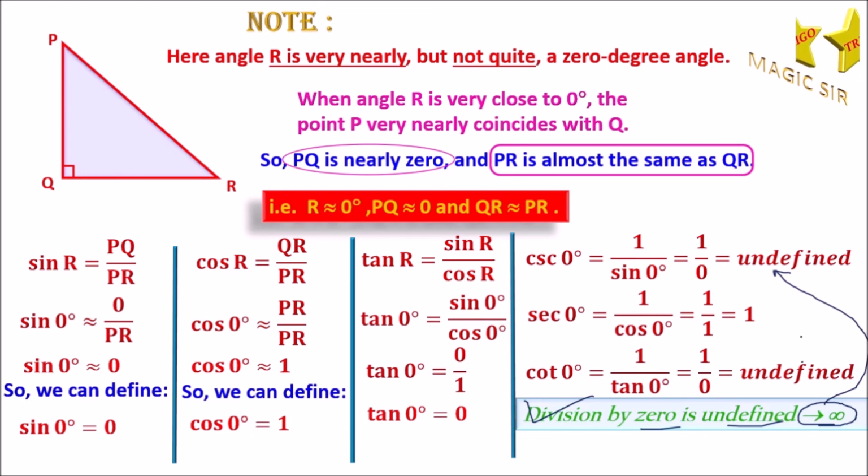Infinity is the symbol. Friends, in the next video, we will find the values of trigonometric ratios of 90-degree angle. Now enjoy the animation of the values of 0-degree angle. Look at the table.